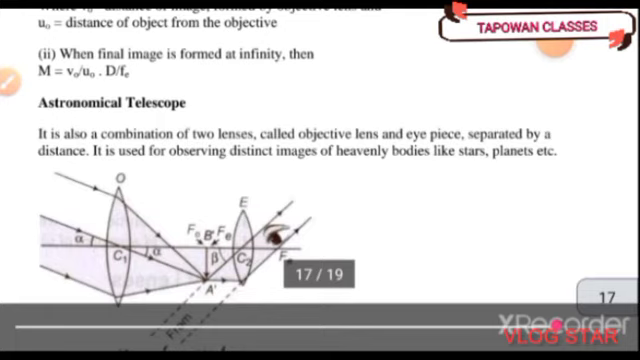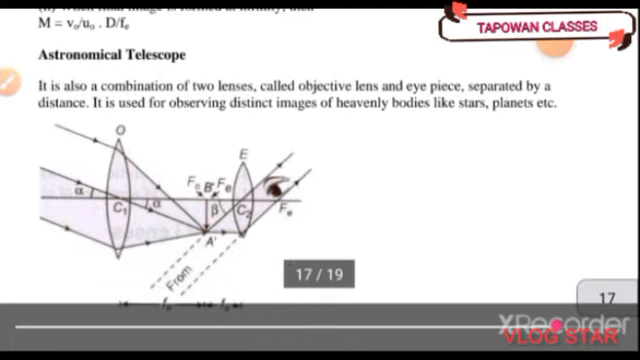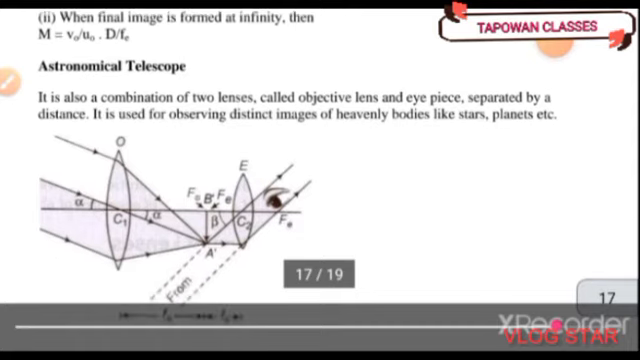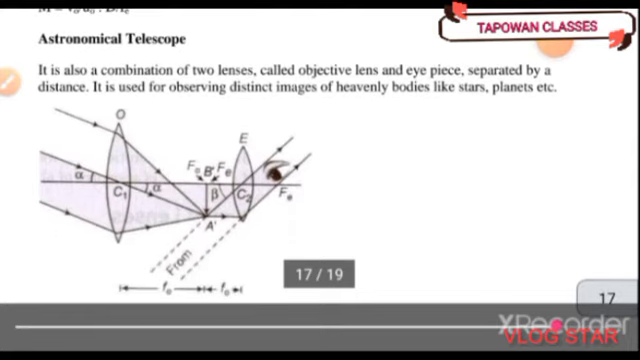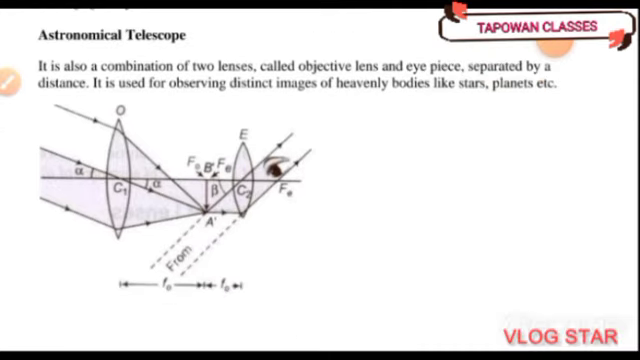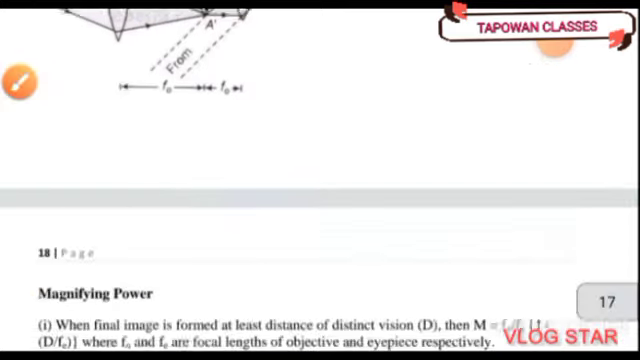Now, the astronomical telescope is very useful for astronomers. They use it for finding stars and planets. It is an optical instrument, also a combination of two lenses called the objective lens and eyepiece, separated by a distance. It is used for observing distinct images of heavenly bodies like stars and planets. We will discuss it in the next classes.